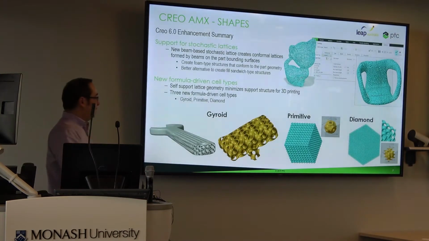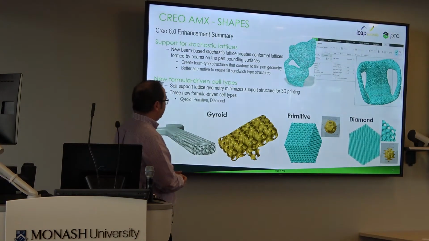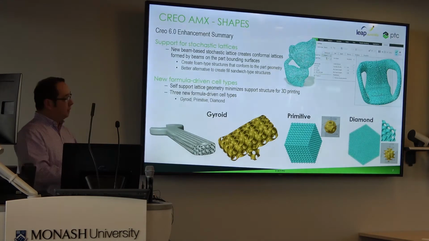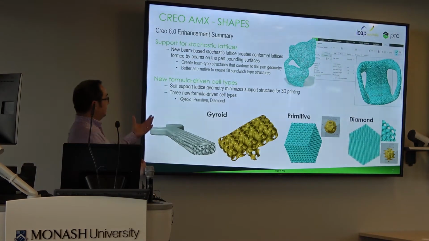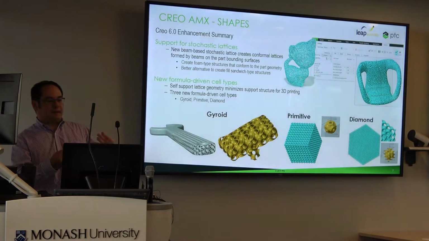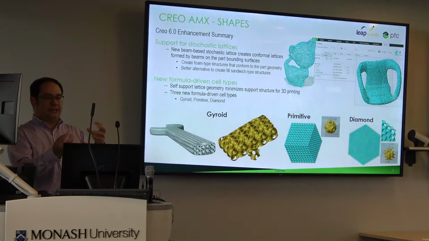Probably the biggest thing is the new shapes. Okay, so inside our lattices we've had our 2.5D and 3D lattices. Okay, so there's a whole bunch more lattices been introduced. So stochastic lattices. Okay, so these are essentially beam-based non-uniform lattices. It's sort of foam-type lattices.